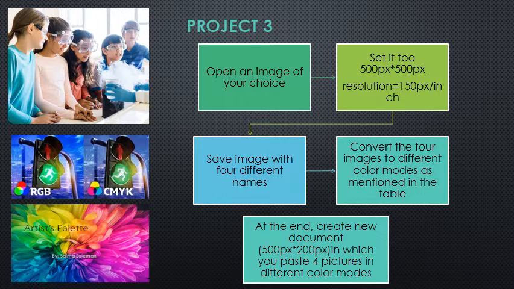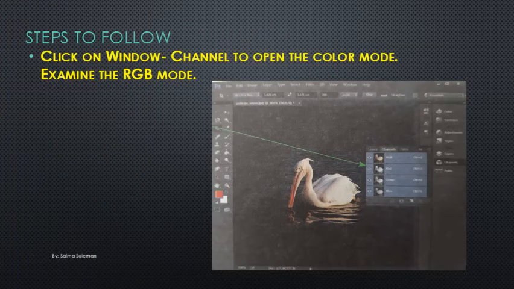At the end, create a new document that will be 500 pixels by 200 pixels, in which you paste your 4 pictures in different color modes. Now the steps to follow. Now this is the first image. Click on Window, Channels to open the color mode and examine the RGB mode.